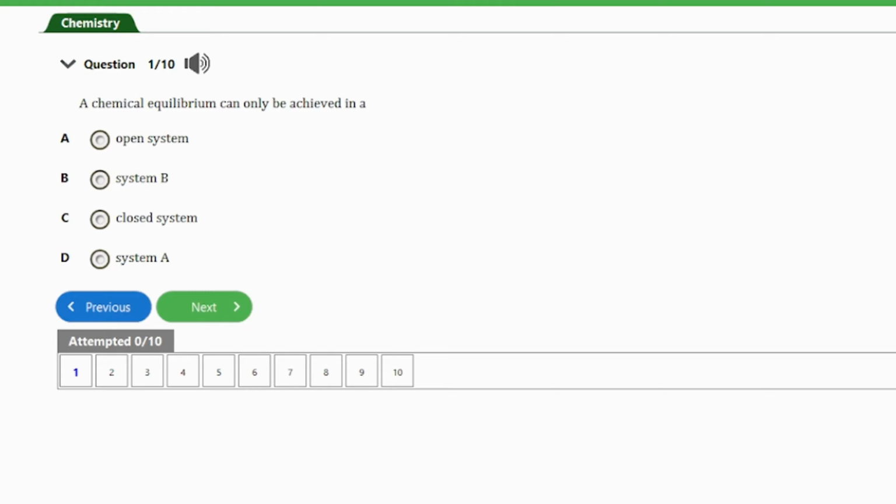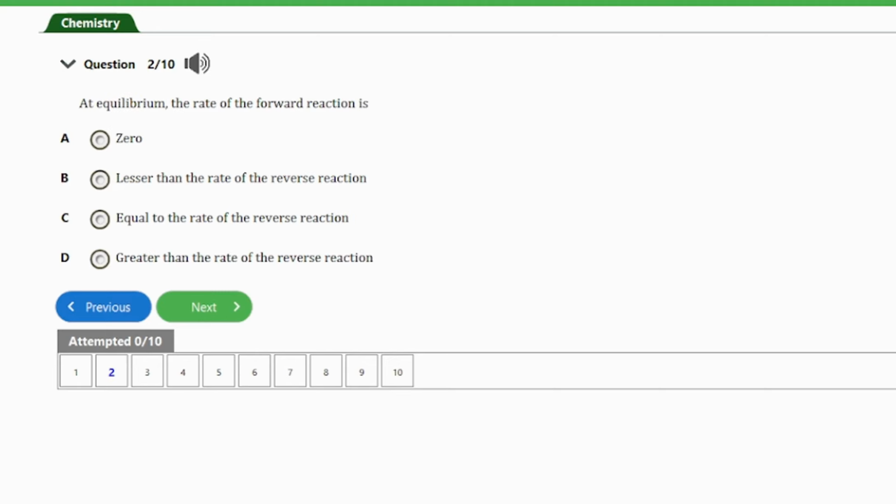It says a chemical equilibrium can only be achieved in A open system, B system B, C closed system, D system A. So guys, the answer to this question is a closed system. We can only achieve chemical equilibrium in a closed system. That is a system that cannot exchange substances with the surroundings, so nothing enters and nothing leaves the system. So let's consider the next question.